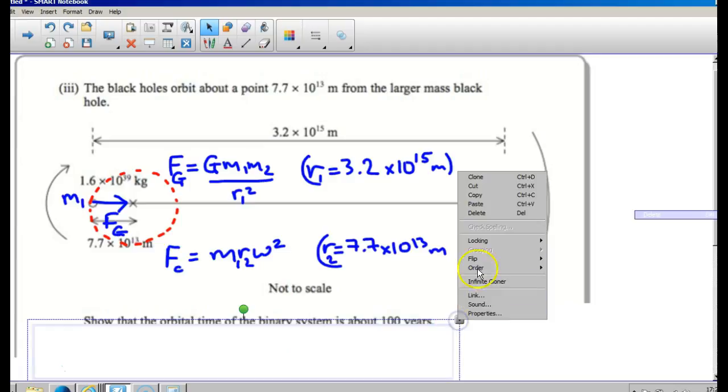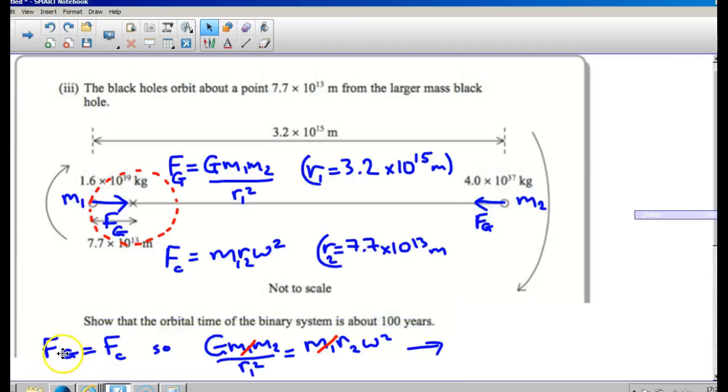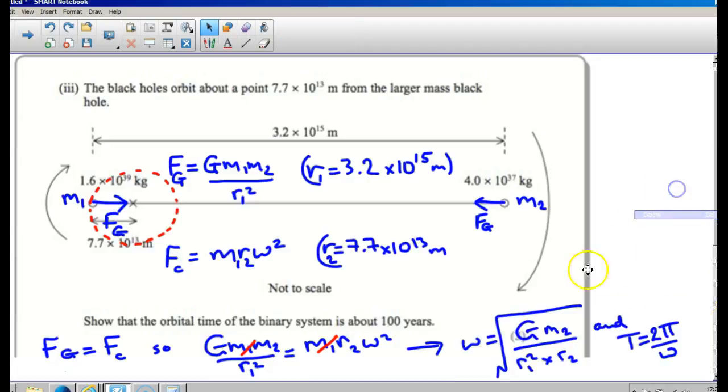So down the bottom here, we've got Fg is equal to Fc. Gravitational force is the same as the centripetal force. If we write the two equations like this, we can see that m1 cancels, and then rearranging that for omega, we get omega equals the square root of G m2 over r1 squared times r2. We can evaluate that just by substituting in, and then the final question is, how long does the period last?